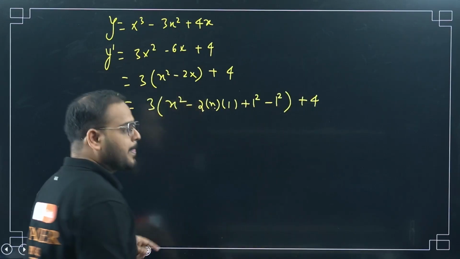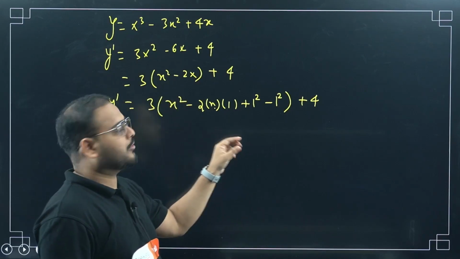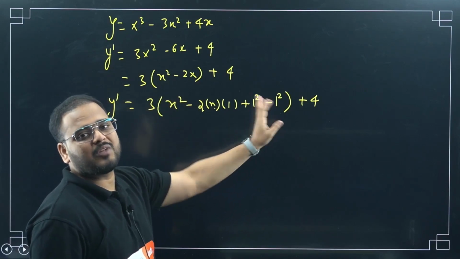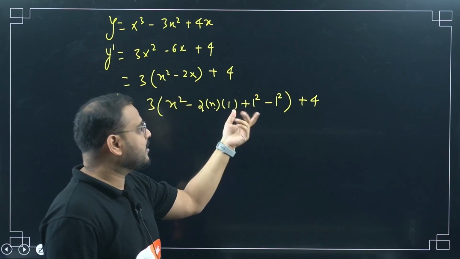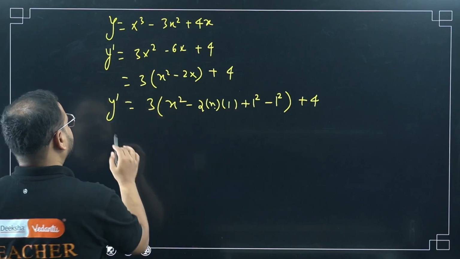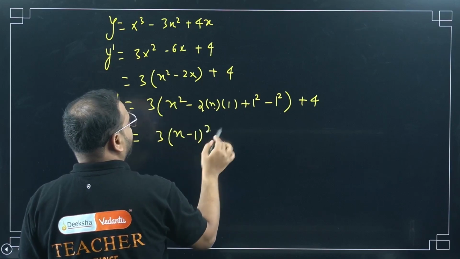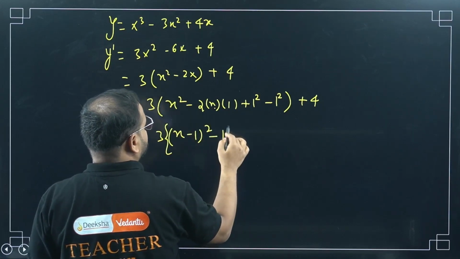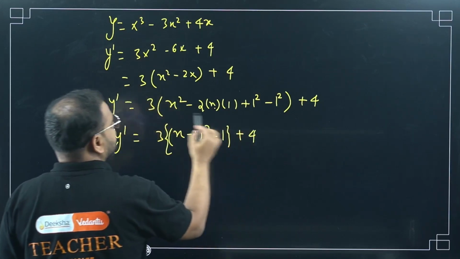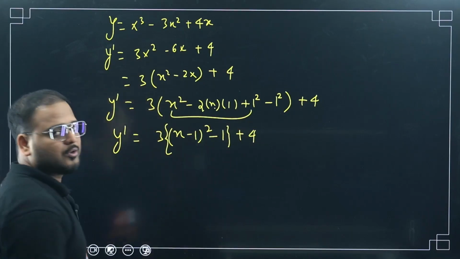Why is that, sir? Because I want to make a perfect square out here. If I'm adding something extra, I have to remove that part also. So why write it as 1 square? Because I wanted to make the formula form. I'll get 3 times x minus 1 the whole square minus 1 plus 4. This is clubbed together to make x minus 1 the whole square.